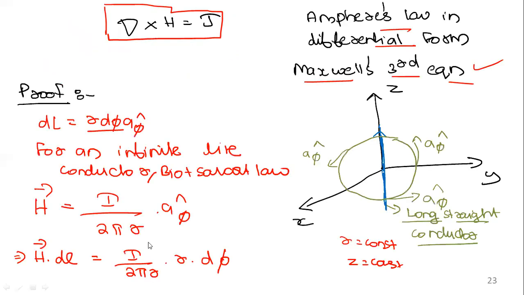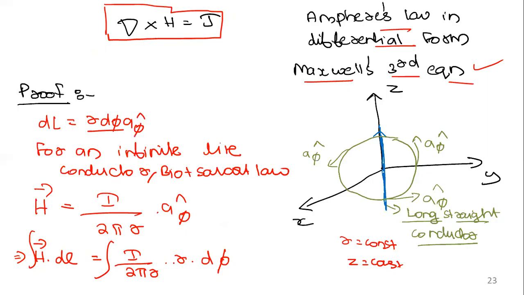Now we will do the closed integral of H dot dl. So that is what Ampere's circuital law says. First of all, we already found out H. Then the integral of H dot dl is equal to I by 2 pi, integral 0 to 2 pi, because from here I am doing I by 2 pi into r d phi. So we need to do the integration. That's what Ampere's circuital law says.